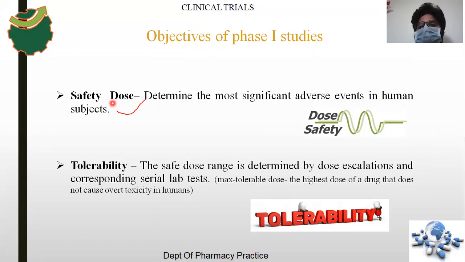Next one, tolerable dose. A tolerable dose means the safe dose range is determined by dose calculation and corresponding serial lab tests. Supposing the tolerable dose of paracetamol in humans is 4 grams per day, more than 4 grams is a toxic dose. It means up to 4 grams a human body can tolerate the effect of paracetamol. That is the tolerability dose. So this one also we'll be seeing. Here we don't see the therapeutic effective dose. Instead we'll be seeing the maximum tolerable dose.